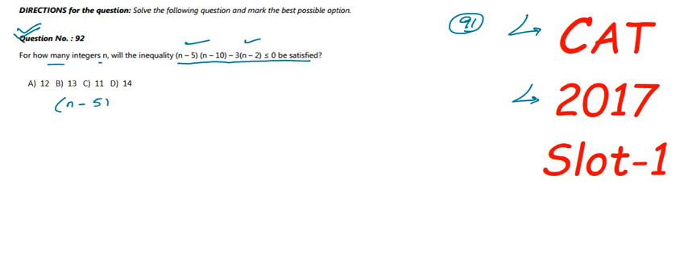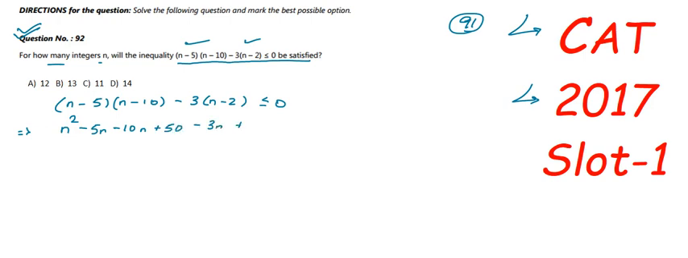So this is (n minus 5)(n minus 10) minus 3(n minus 2) less than or equal to 0. Let us simplify this. Let us open the brackets. So this will be n square minus 5n minus 10n plus 50 minus 3n plus 6 less than or equal to 0. So this will be n square minus 18n plus 56 less than or equal to 0.